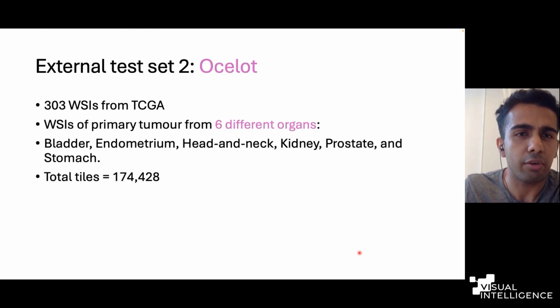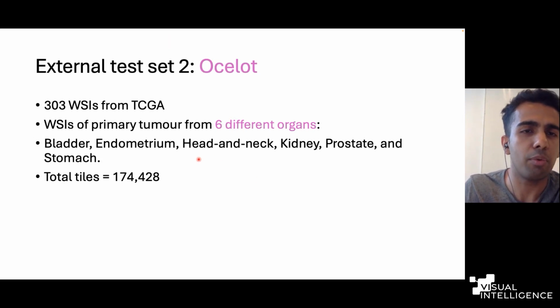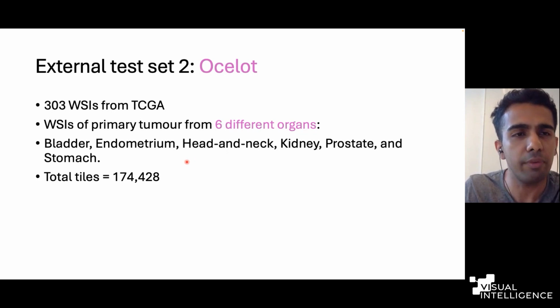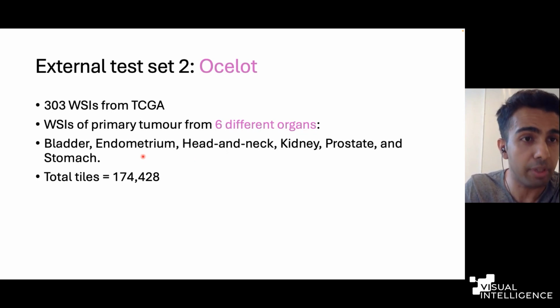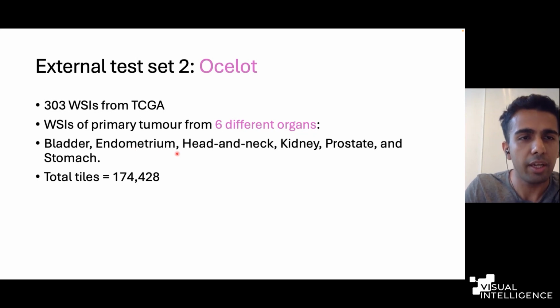Another test we use is Oslo. This one is even more different from the first one. This one has cancer slides, but from completely different organs. So nothing to do with breast. There's bladder, endometrium and all the other organs. And this has many more tiles, so 174,000 tiles.